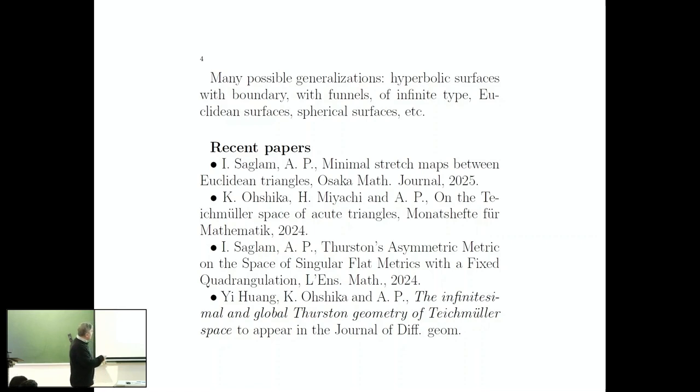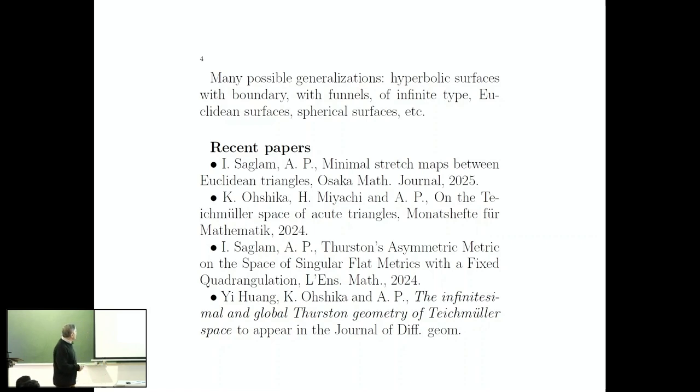And then surfaces with funnels, this is proper to hyperbolic geometry. I'll explain to you what surfaces with funnels are. Surfaces of infinite type, this is also a very natural setting for this kind of theory. Then Euclidean surfaces, surfaces equipped with a Euclidean structure. Surprisingly, the theory for Euclidean surfaces, which is easier than the theory for hyperbolic surfaces, people started working on it very recently. In fact, they asked the right questions and they developed it.